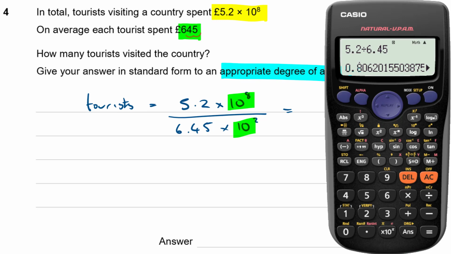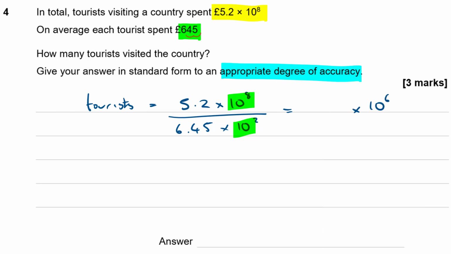Well, my total spend is given to 2 significant figures, and my spend per tourist is given to 3 significant figures. So basically, I can't really give any more than 2 significant figures as my answer. And that's how the number has been rounded off in the first place. So rounding off 0.8062 to 2 significant figures, I'm going to get 0.81.